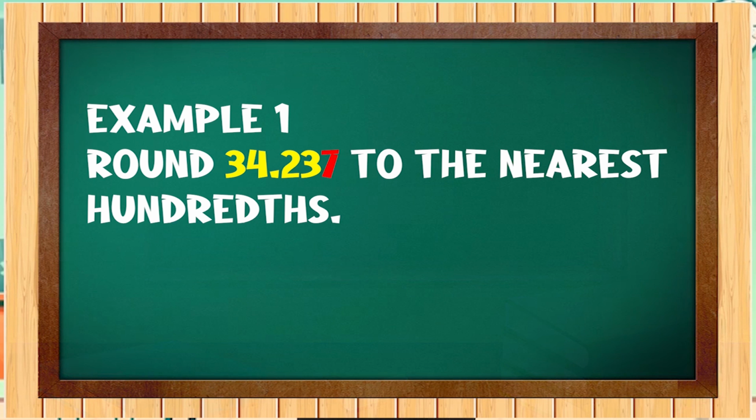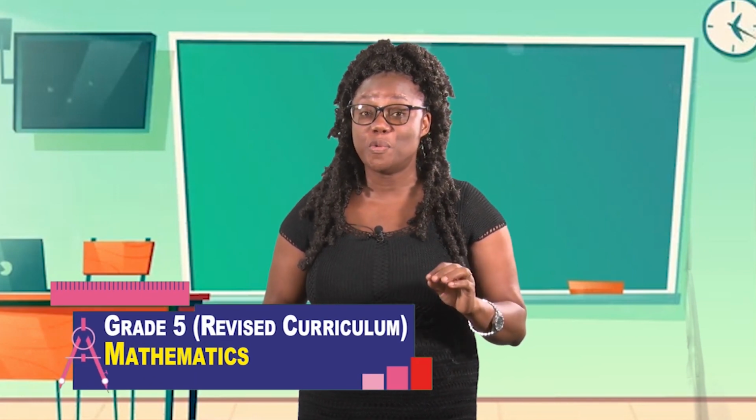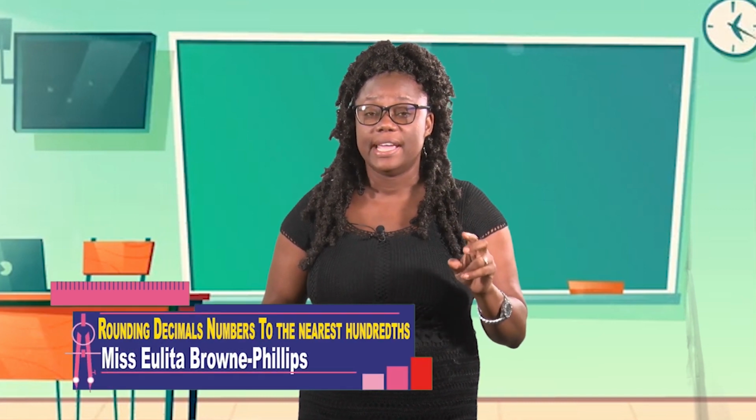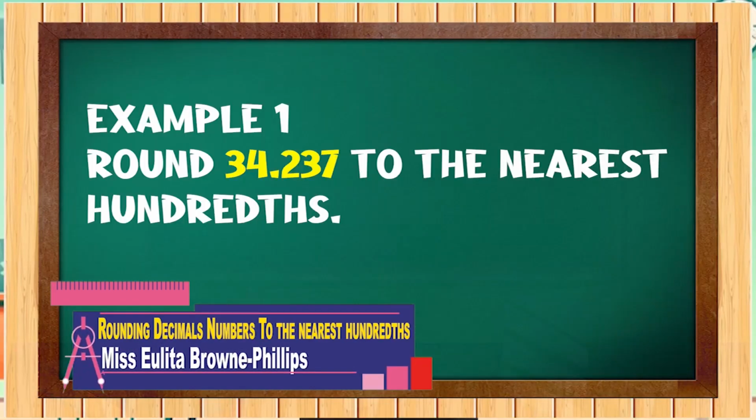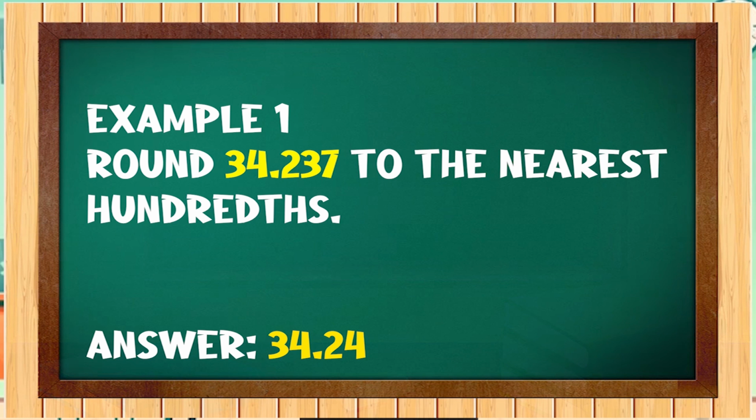Is 7 more than 5 or is it less than 5? 7 is more than 5. So we add 1 to the number in the hundredths place. The number in the hundredths place is 3. So that 3 becomes 4. 34.237 rounded to the nearest hundredths is 34.24.